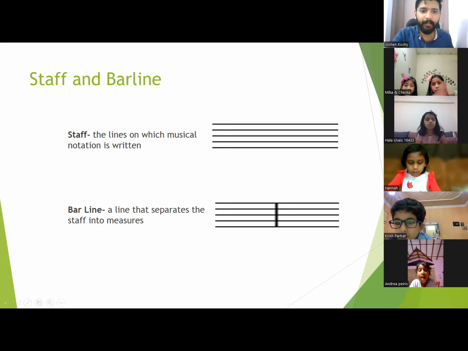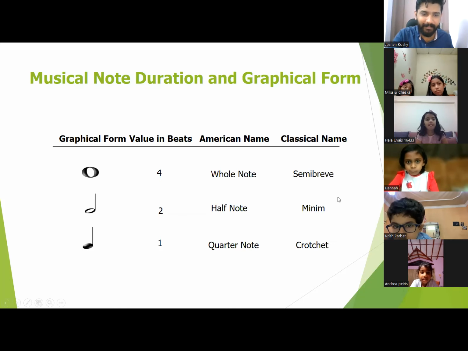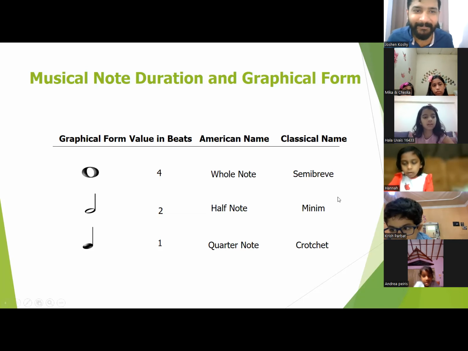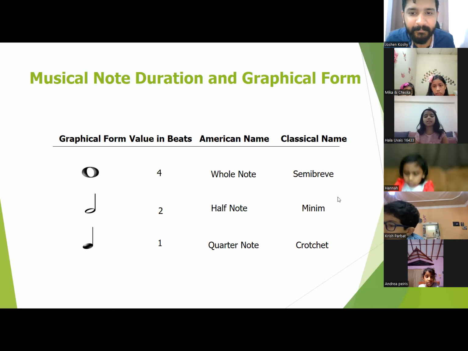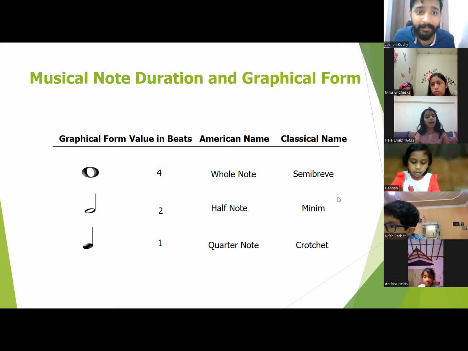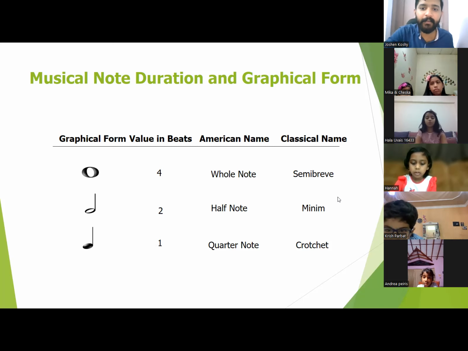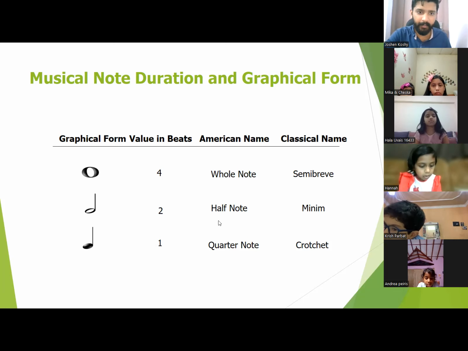Are you clear? Okay, now let's ask another person to teach us. Let's ask Hala. Hala, teach us about these symbols. This oval shape is for beats, and this American name is whole note, and the classic name is semibreve. A stem that has a head is called 2 beats, and it is called half note, and the classical name is minim. And when the head is blackened, it's called 1 beat, and it's called quarter note or crotchet. Okay, very good, Hala, excellent.